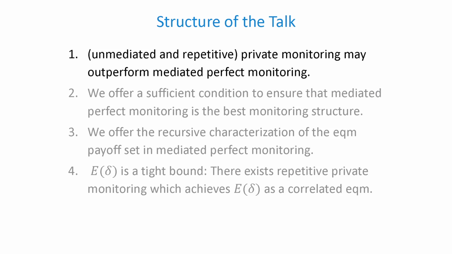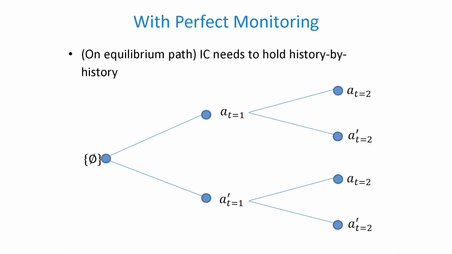Okay. On the equilibrium path with private monitoring. So here is the intuition why repeated private monitoring can outperform mediated perfect monitoring. At least on the equilibrium path, since everybody knows that everybody follows the recommendation, the on-path history is common knowledge. So the incentive compatibility constraint needs to be satisfied history by history. Okay?